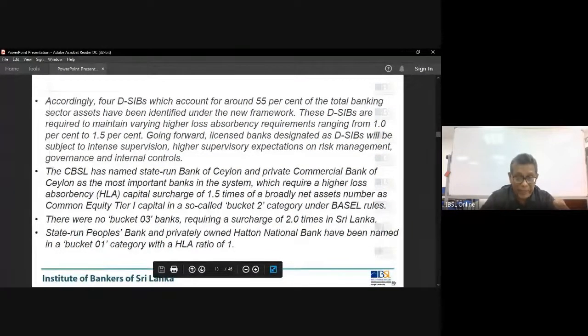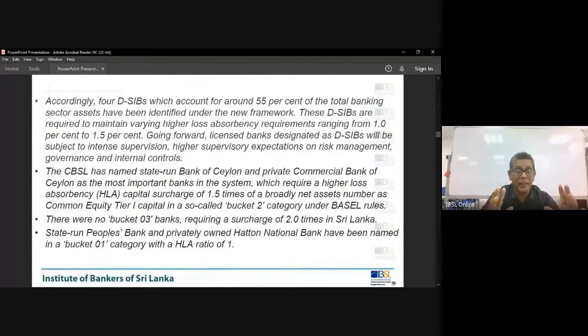Accordingly, in this criteria, there are four domestic systemically important banks, DSIBs, identified by the central bank, and those four financial institutions or banks hold around 55% of the total banking assets. That means, what is the total asset base of Sri Lankan banks? It is something close to 16 trillion, right? So out of the 16 trillion, 55% is held by these four DSIBs, right? Okay, so this is how they work it out.